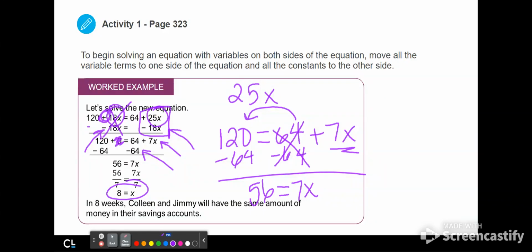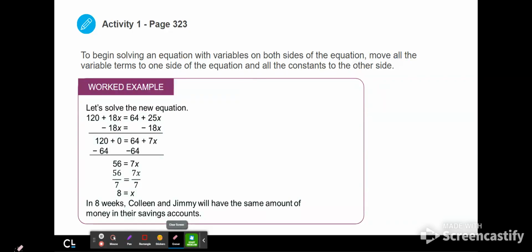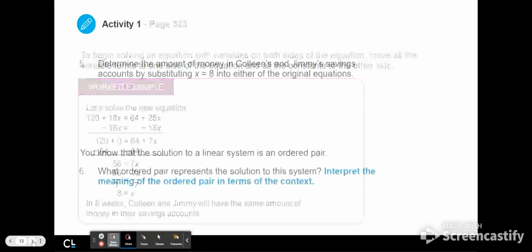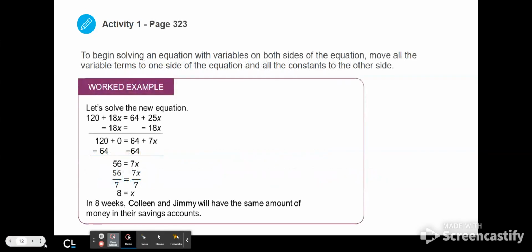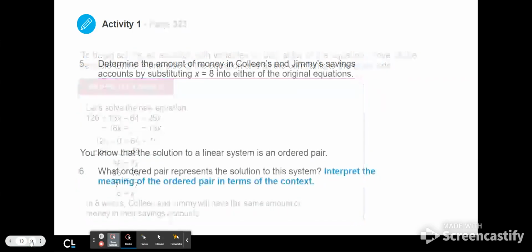So in 8 weeks, they have the same amount. So that is the x value for what I have. Now, 8 weeks is a great option, but it's not the whole thing. Let's see here. Okay, so now I have to determine the amount of money. Well, in order to do that, I just have to go into the equations. Oh, and this equation was, let's see, 18x plus 120.